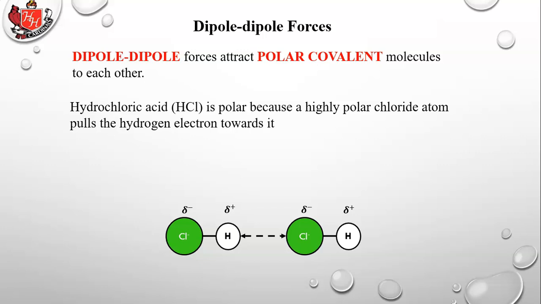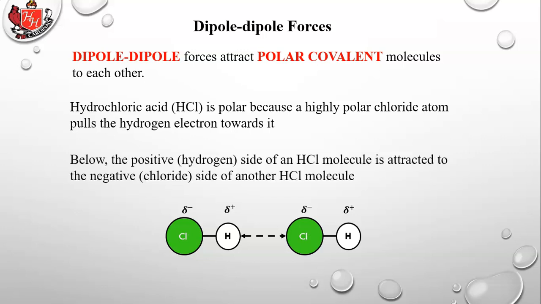And that's called a dipole-dipole force. You have two polar molecules, two poles, and you have two of them there. So there's going to be a weak interaction between the hydrogen and the chlorine where the dashed line is. But it is an attraction, and that's simply a dipole-dipole force. So below, the positive hydrogen side of an HCl molecule is attracted to the negative chlorine side of another HCl molecule.